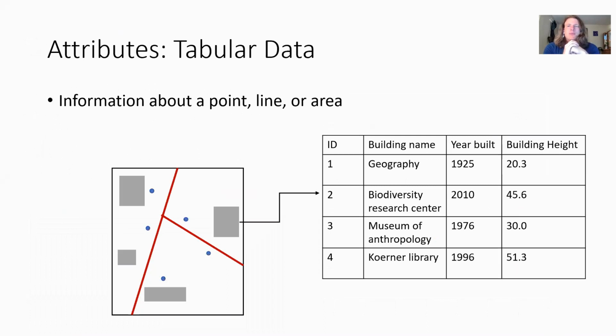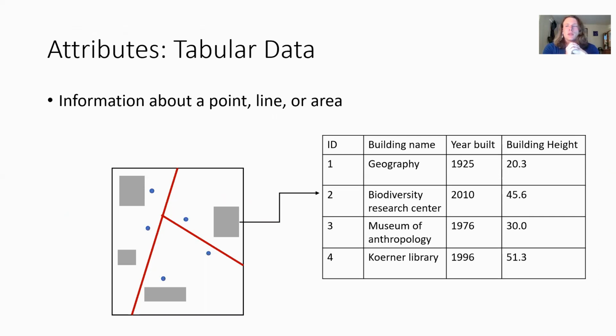Vector data stores the attributes separate from the spatial data. This is called tabular data. Basically, tabular just means table. All of the attributes associated with all of the shapes within a vector layer are stored in a table that is separate from the spatial information. This information is linked by an ID, a unique identifier.